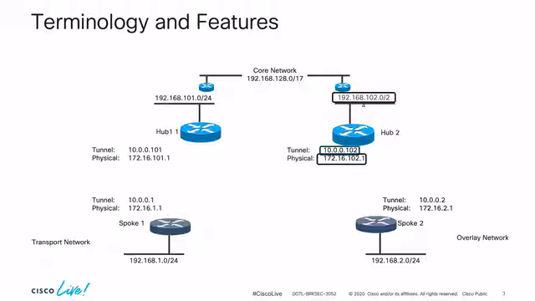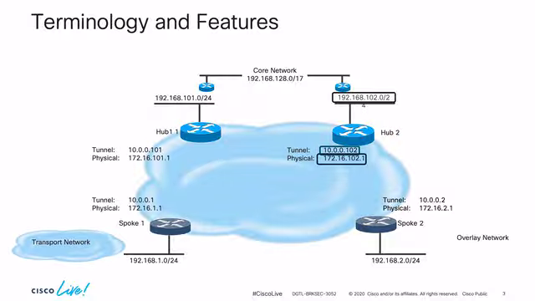Transport network. The transport network is the network over which DMVPN packets are transported from the hub to the spoke and vice versa. Within the transport network, we have something called the NBMA address. So what is the NBMA address? The NBMA address is nothing but your physical WAN address. Whatever IP address your service provider assigns to your router is called the NBMA address.